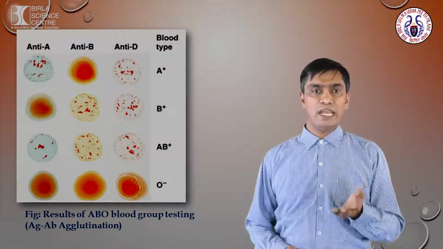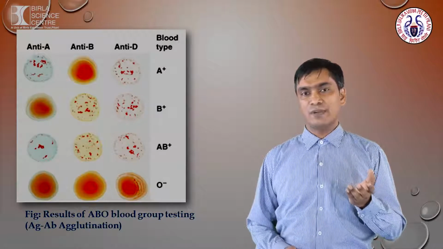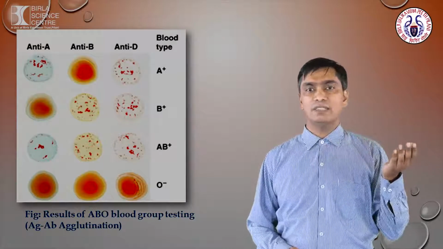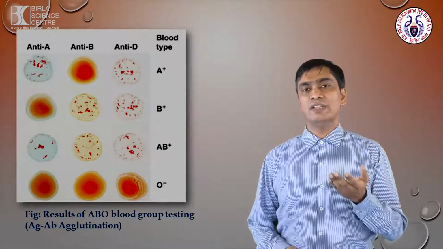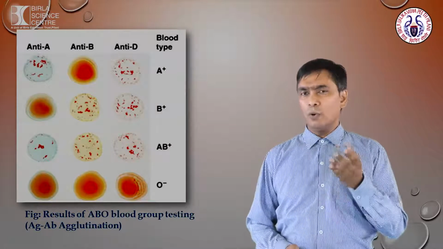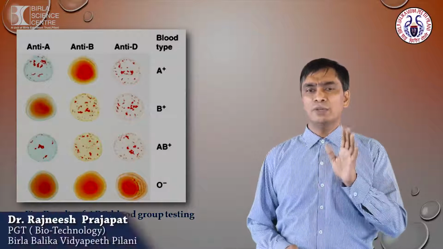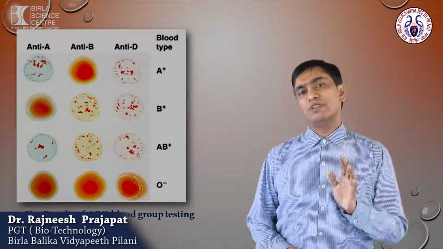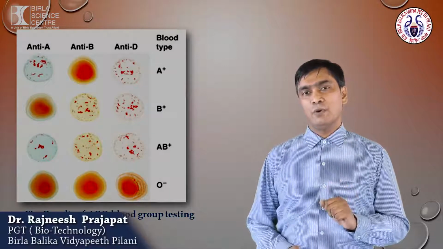In the last, you will not find any antigen antibody reaction. It means no antigen is available on the surface of RBC. This is a clear indication that this is O negative blood group, and O negative blood group is termed the universal donor. Hope you understand this topic.